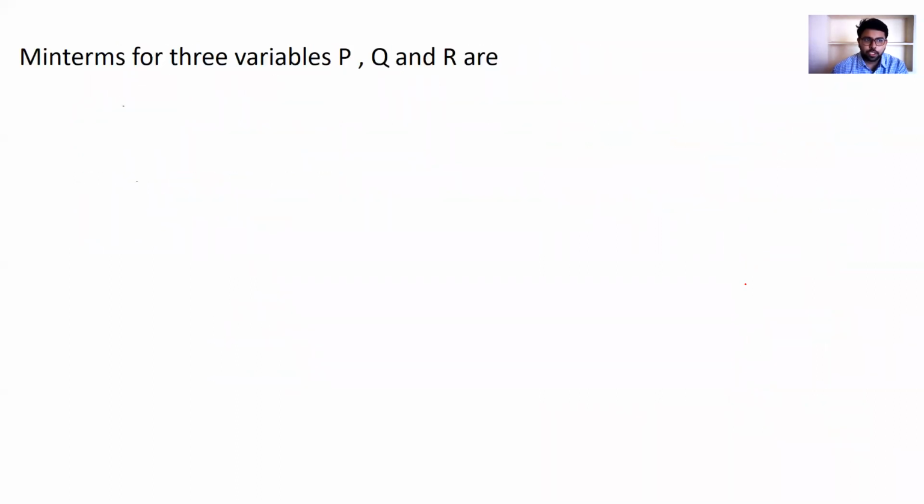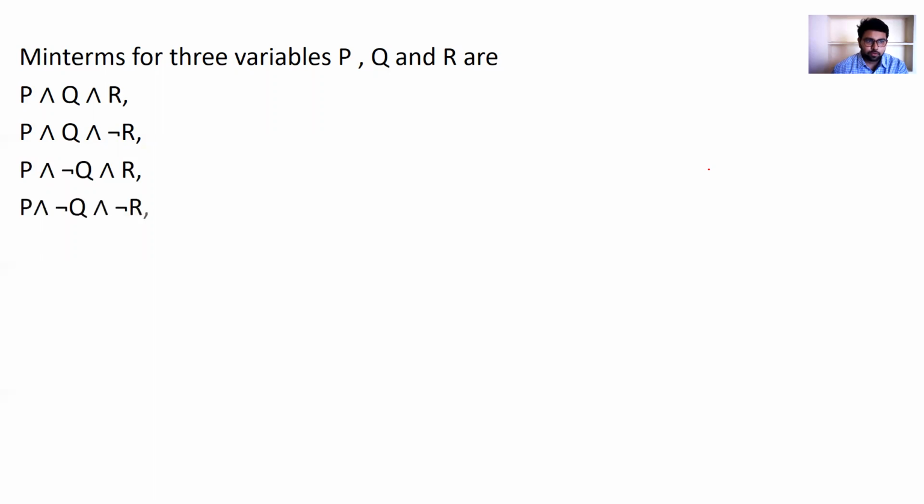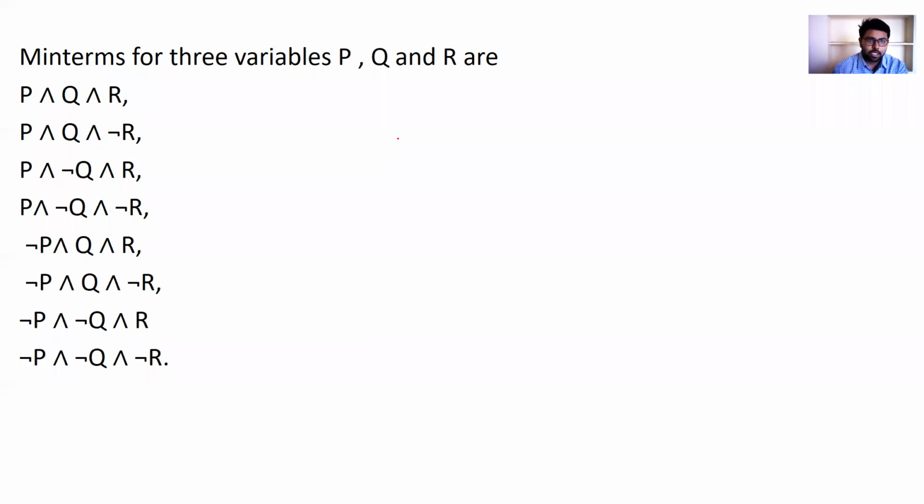If I take 3 variables, that is 2 power 3, I'm going to get a total of 8 minimum terms: 1, 2, 3, 4, 5, 6, 7, 8. This we already discussed, so that's why I'm not mentioning it again.